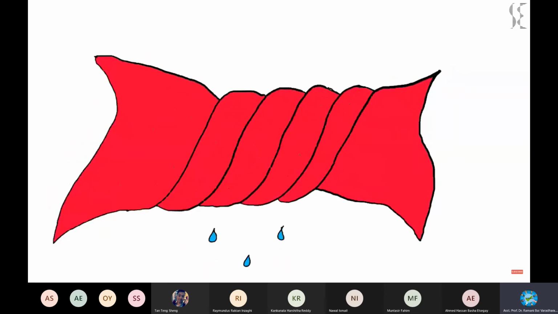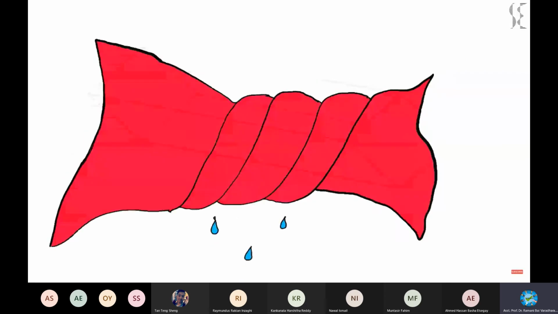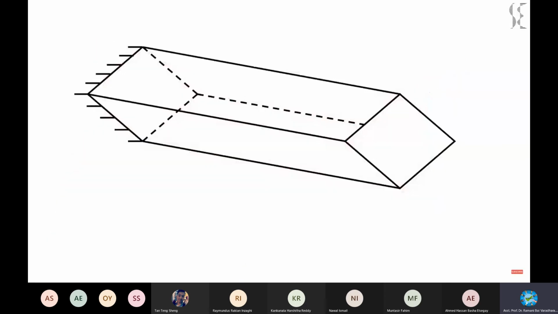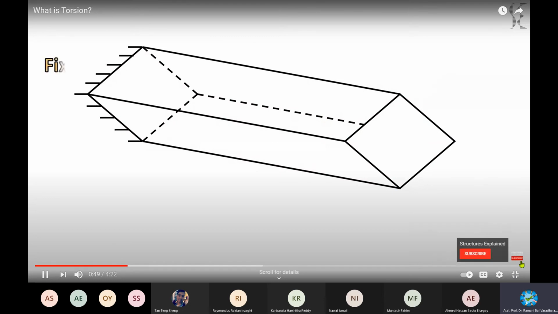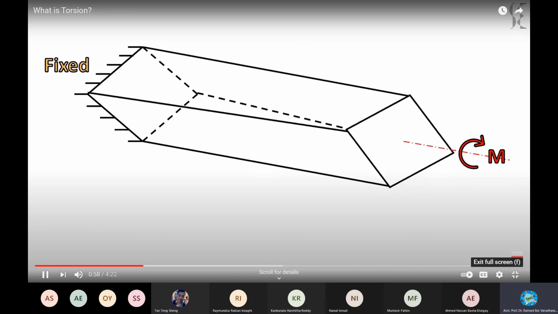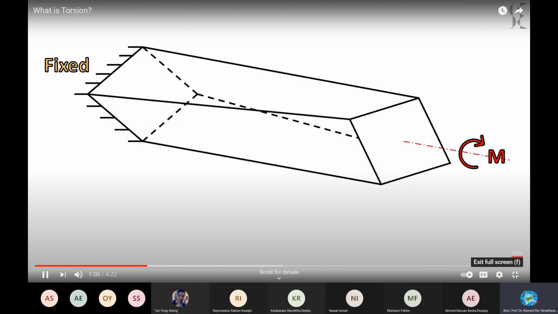Structural elements in a building or a bridge also undergo this force all the time. Let's consider a rectangular concrete beam fixed at one end and applied with a moment or torque along the main axis of the beam at the other end. The fixed end will resist the rotation, but the free end will rotate, creating stresses in the cross-section of the beam. From this illustration, we can say that torsion is a twisting moment acting on the main axis of the beam, creating shear stresses in it.